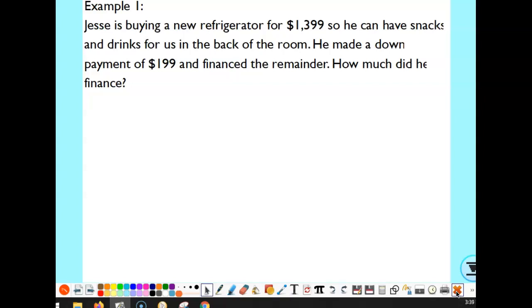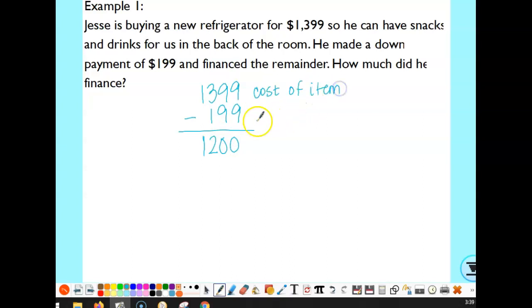He went into the store, whether Lowe's or Sears or Home Depot or whatever, and said, I'm going to buy this refrigerator and it's $1,399, but all I have is $199. So the store said, well, you can borrow the rest. Because you're paying $199 of it right now, you only have $1,200 left to pay. So this is the cost of the item. This is the amount of the down payment. And this is the amount financed.